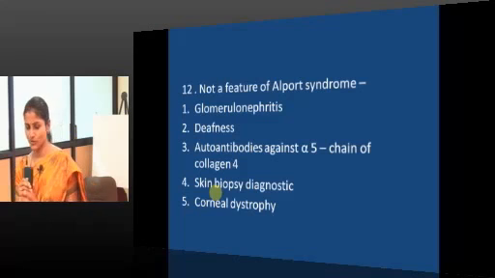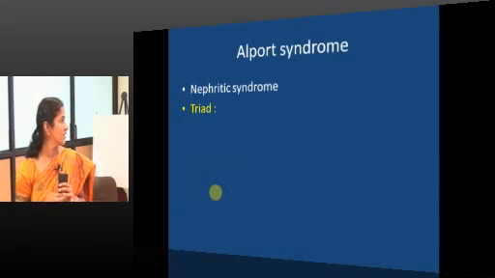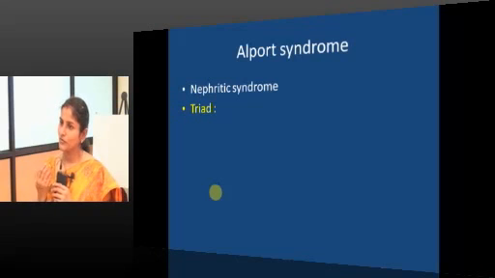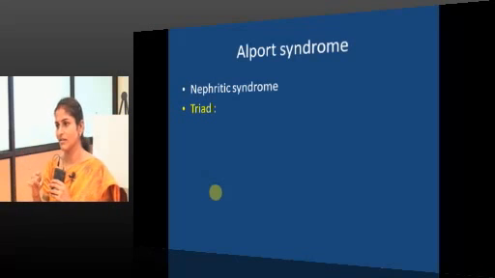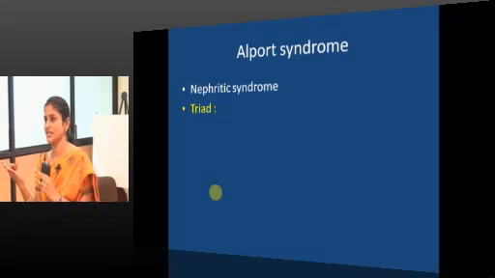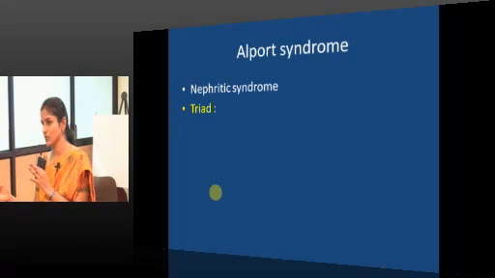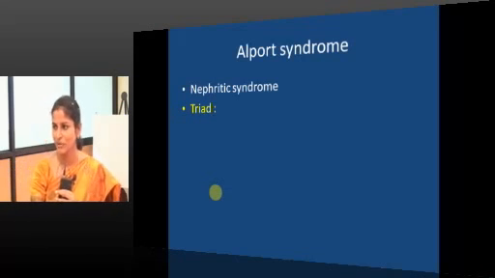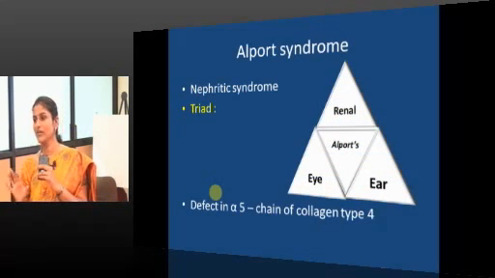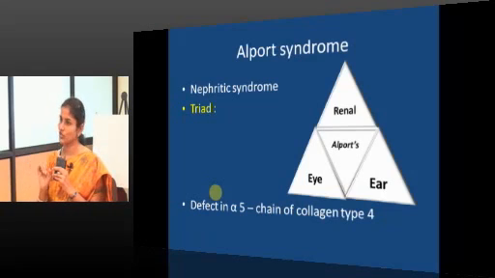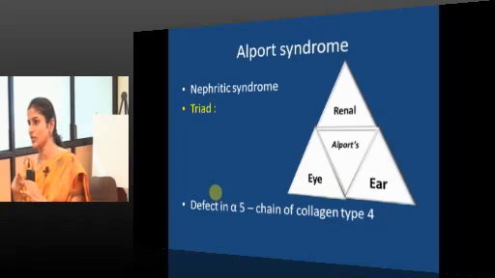Not a feature of Alport syndrome. So, Alport syndrome is an example of nephritic syndrome, which is characterized by a triad. When a patient presents with renal abnormalities, with eye and ear defects, you should work up for Alport syndrome. Which test would you do to diagnose Alport syndrome? It is just a skin biopsy, that is enough. So, the triad is basically a defect in the alpha 5 chain of collagen 4. It is not just alpha 5, now they have found even alpha 3, alpha 4, alpha 5 chains of collagen 4.